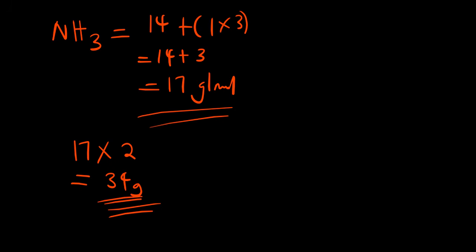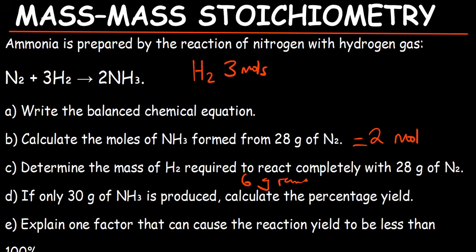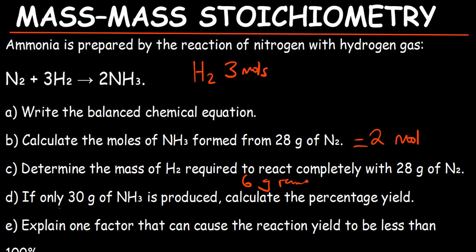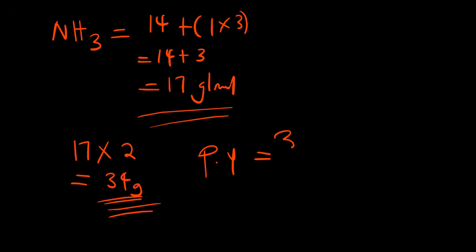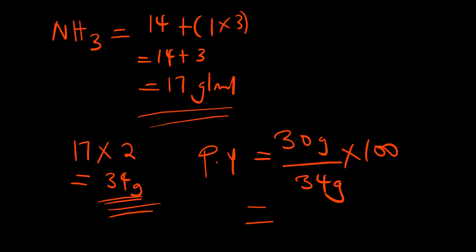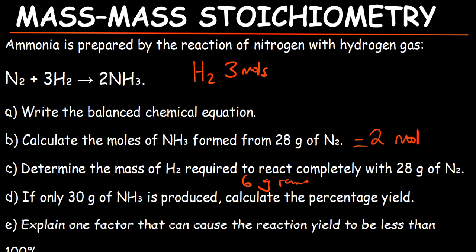Now the way we're going to find the percentage yield is, what have we been given, what did we obtain? 30 grams was produced, but the one that we've calculated is 34 grams. We're going to multiply this by 100, then you solve. Here I'm finding 88.2%. So basically this is how you find the percentage yield.